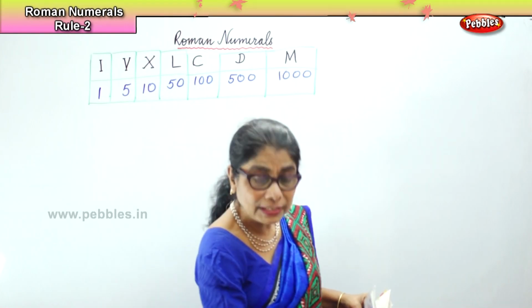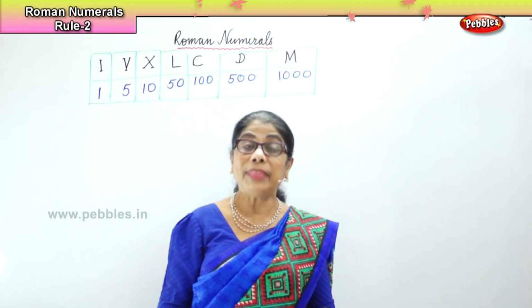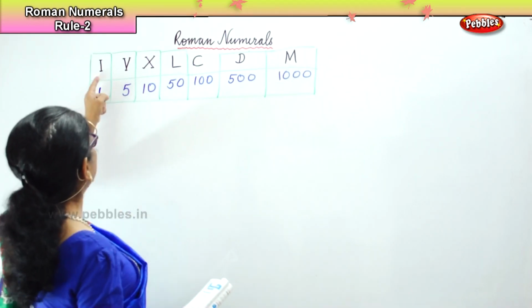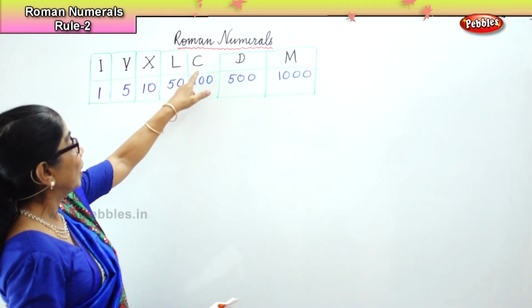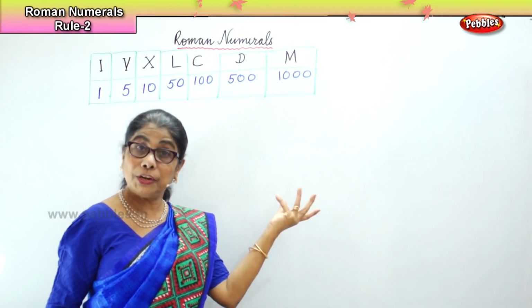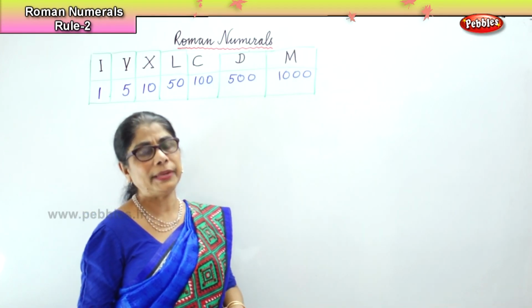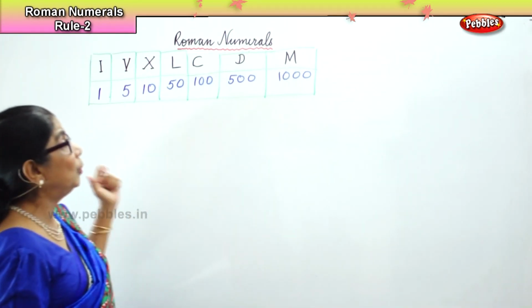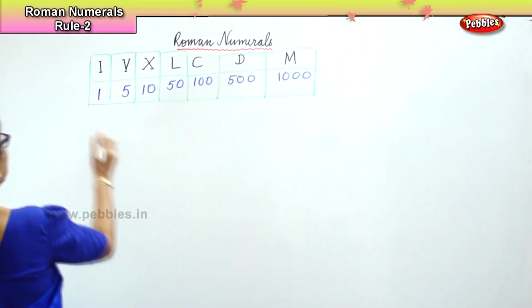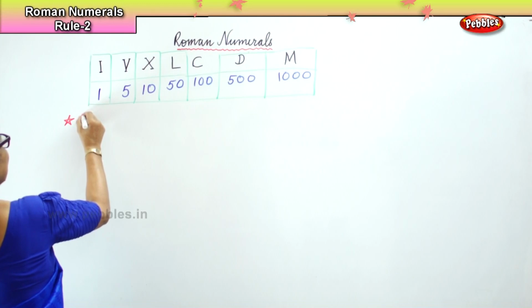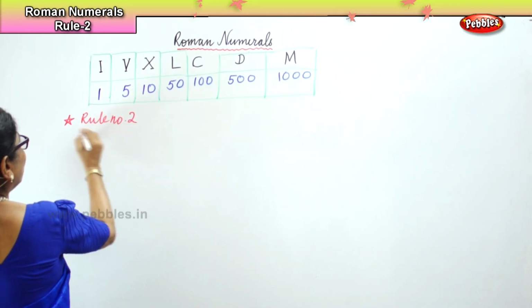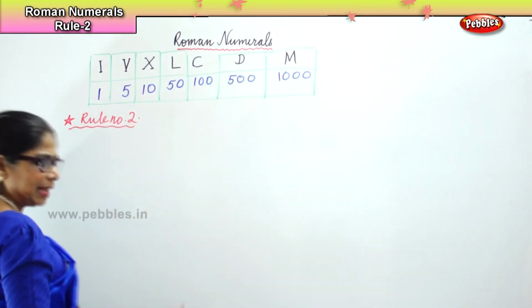And we had done the first rule. What does the first rule say? That Roman numerals 1, 10, 100 and 1000 can be repeated to form a numeral, but they cannot be repeated more than 3 times. Now we are doing the second rule, rule number 2. What does rule number 2 say?